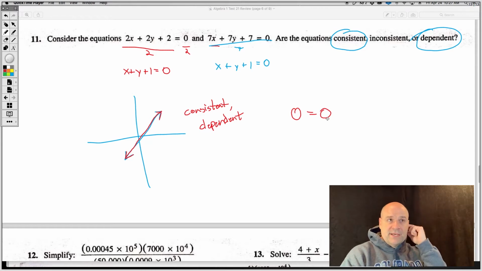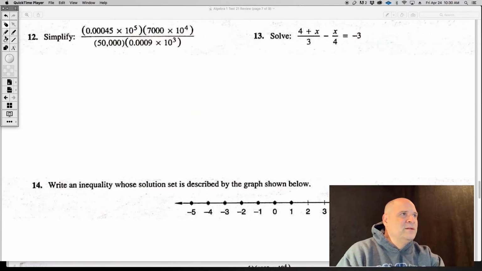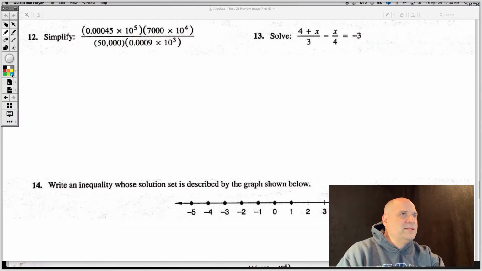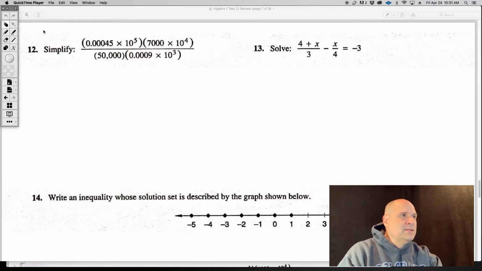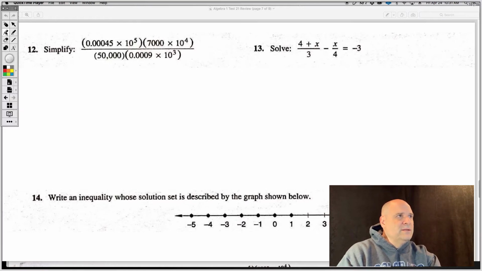Your question on the test will probably be very similar, so don't stress this too much. All right, number 12. We had one like this on the last test, so what we're going to do is we're just going to rewrite each of these in scientific notation first, okay? So right now, they're just kind of a gross mutation of scientific notation and standard notation.